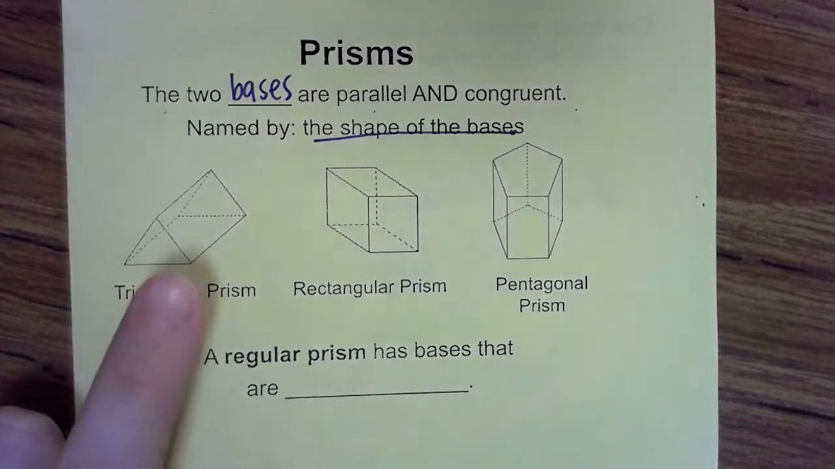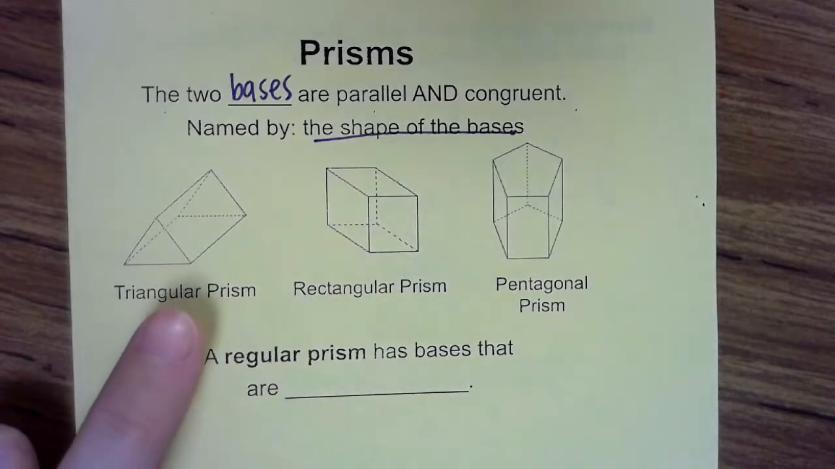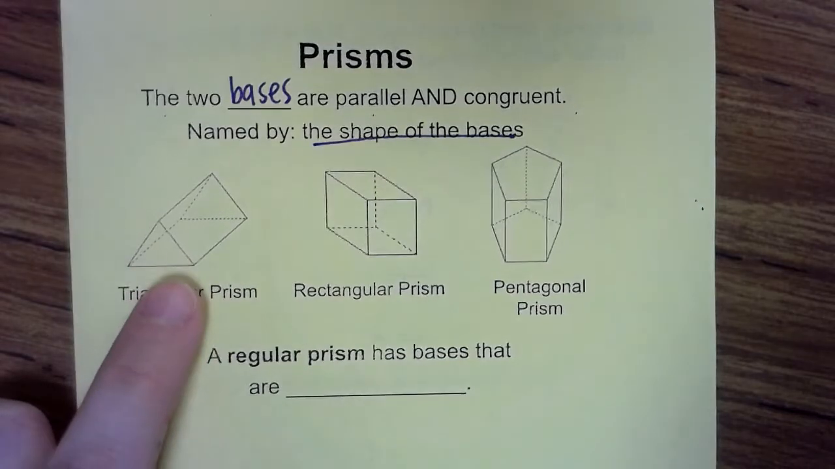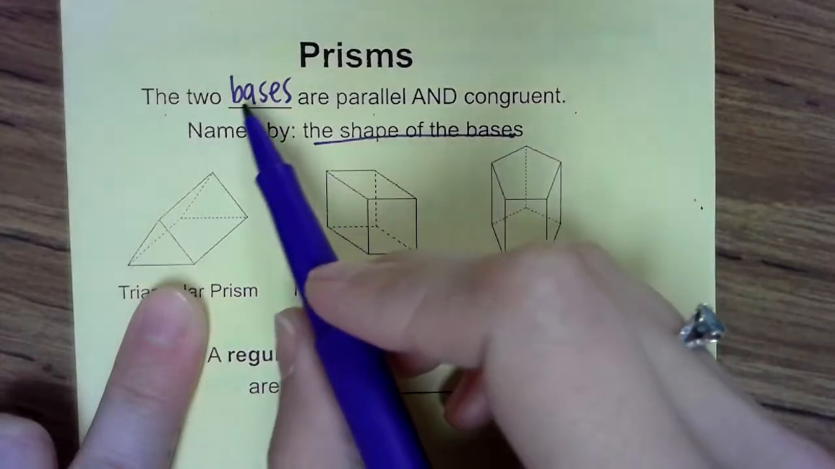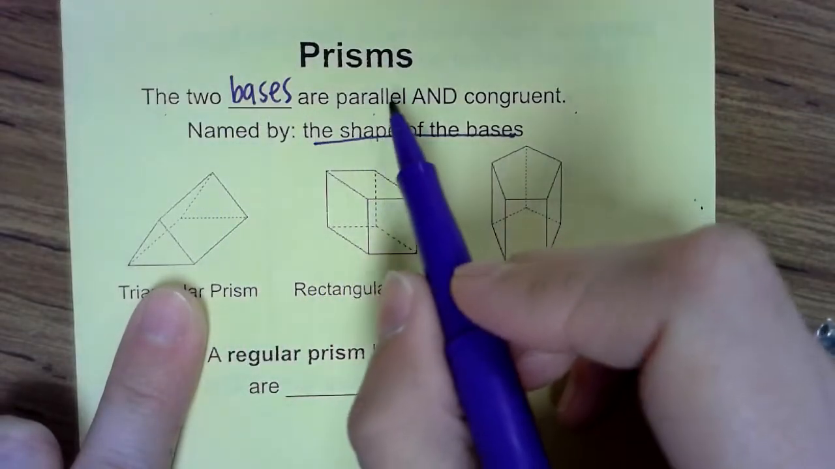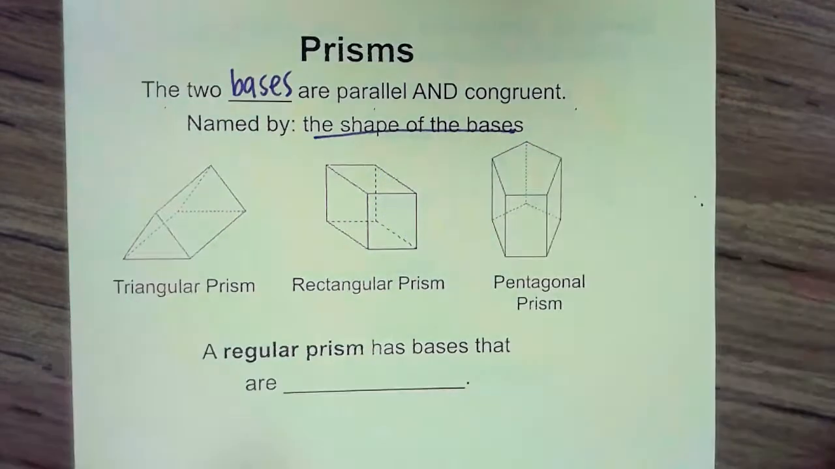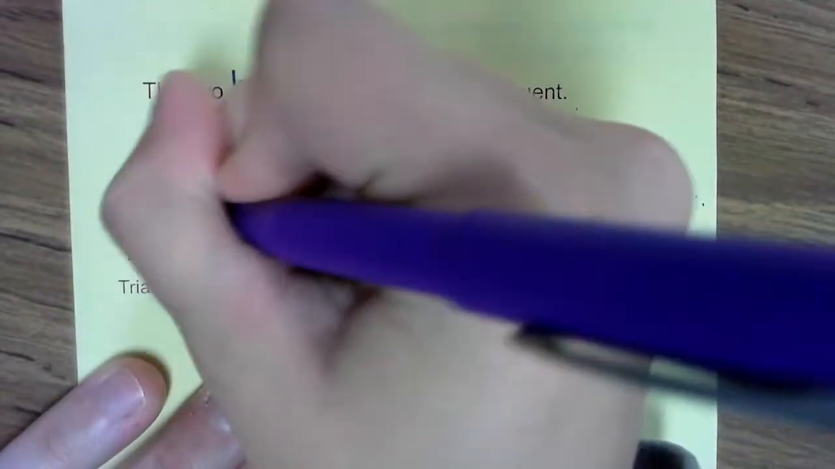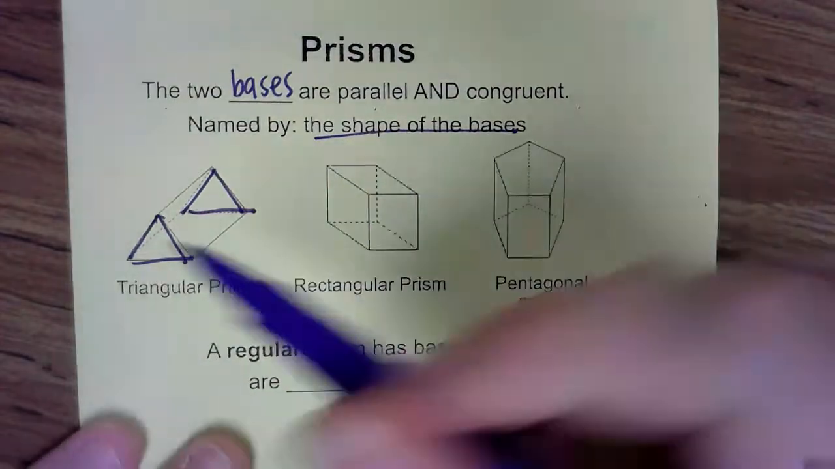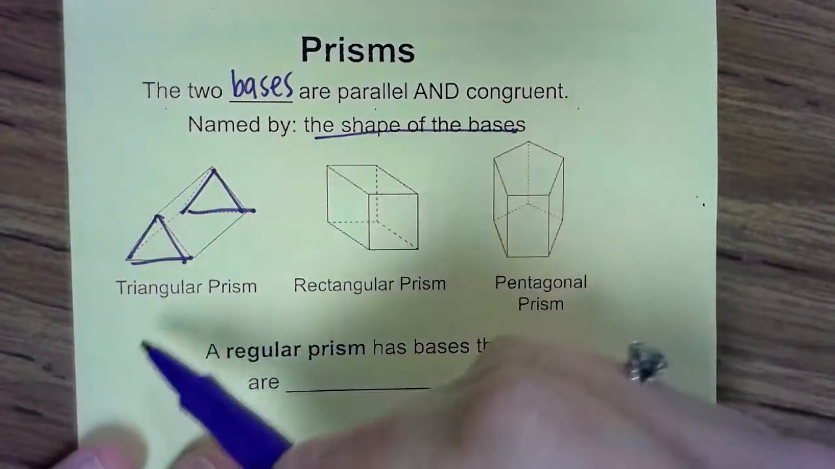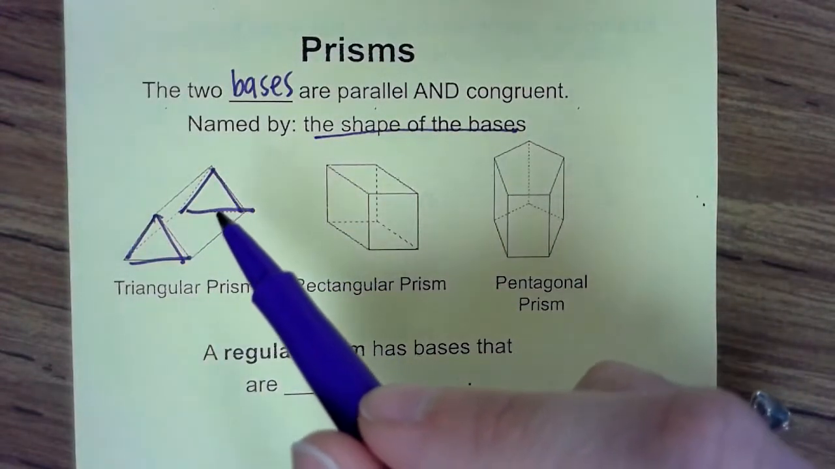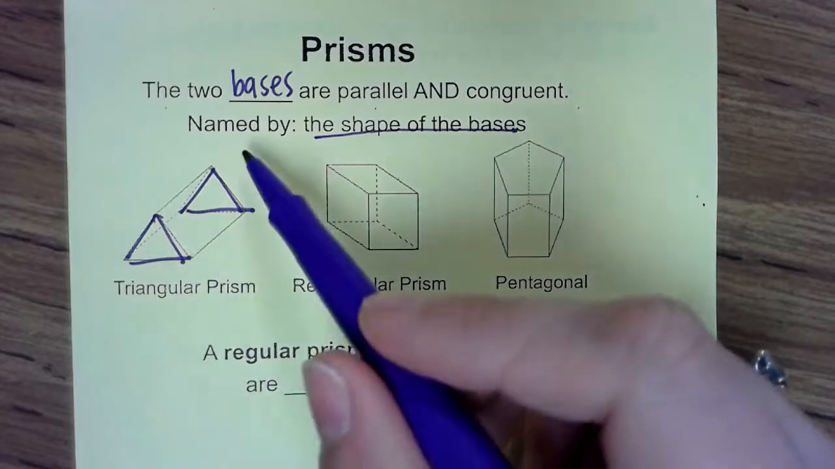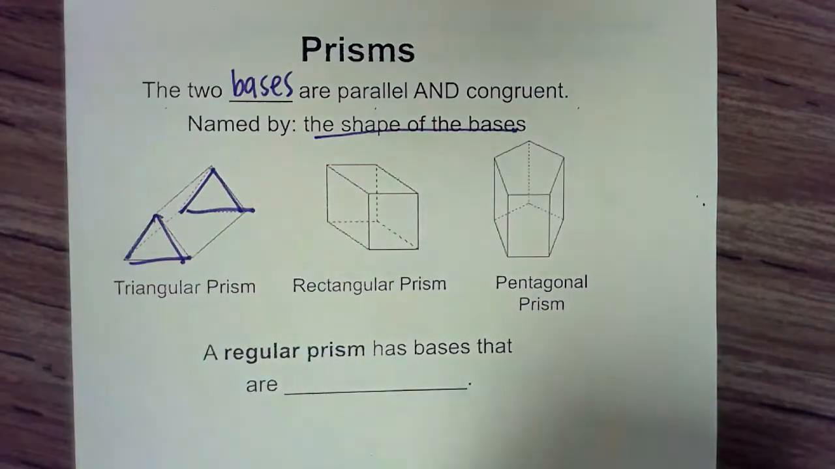So let's look at this one. Obviously it's a triangular prism. I've got that typed here. But to decide that, I'm looking for two shapes, two bases, and then I want them to be parallel and congruent. So that's why I picked the triangles. There's my two triangles. They're parallel. They're across from each other. They're not ever going to intersect. And they're congruent. They're the same size and shape. So that's why this is a triangular prism.